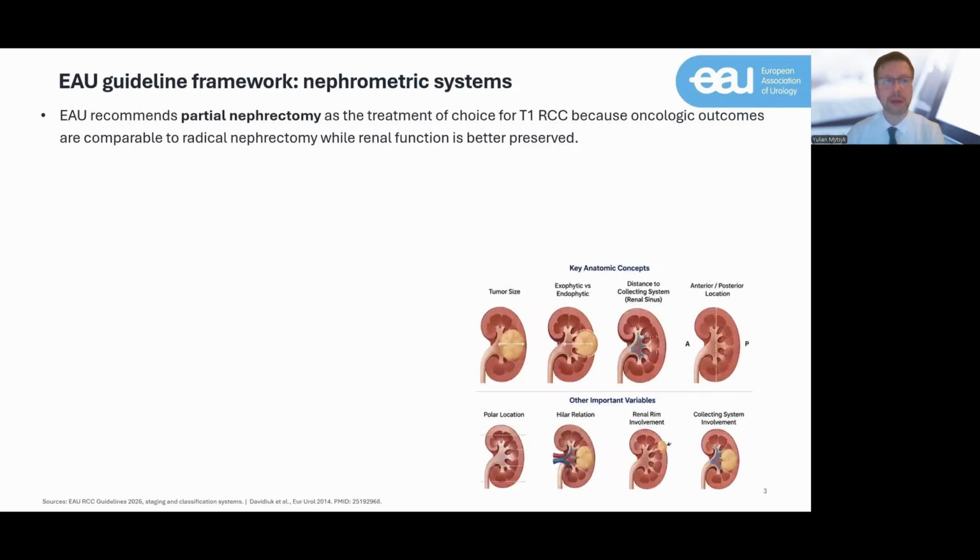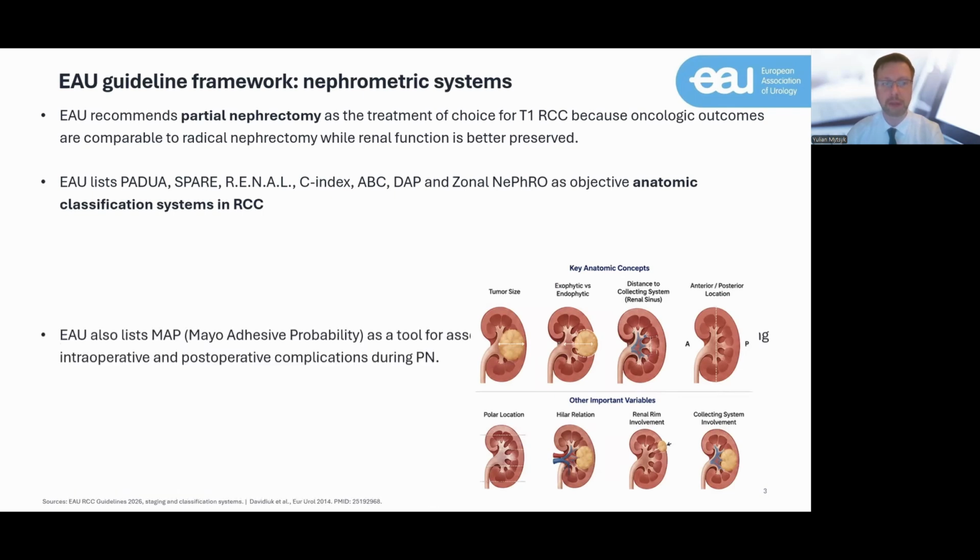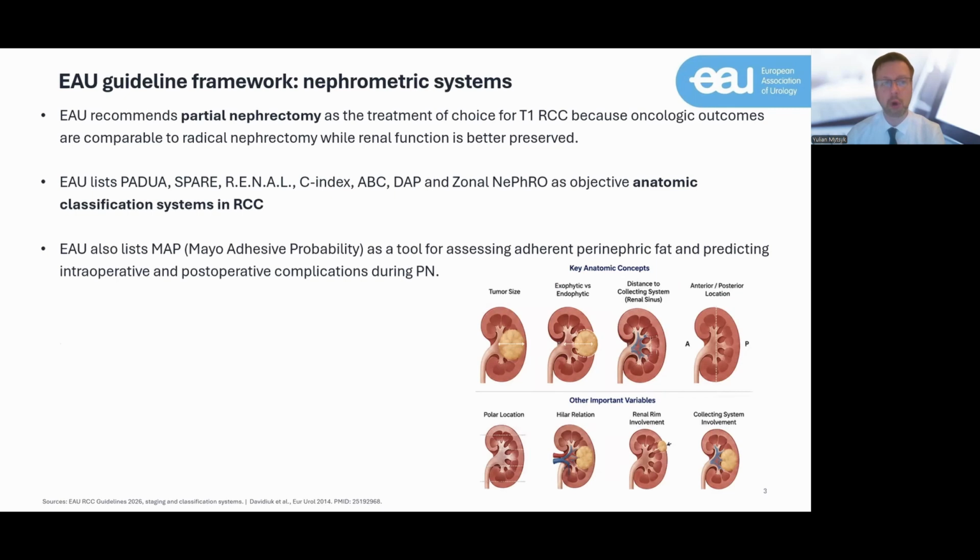According to the EAU guidelines, partial nephrectomy is recommended as the treatment of choice for T1 renal cell carcinoma because oncological outcomes are comparable to radical nephrectomy, while renal function is better preserved. EAU lists PADUA, SPARE, RENAL, C-index, ABC, DAP, and zonal NePhRO as objective anatomical classification systems in RCC. At the same time, the EAU also lists MAP as the tool for assessment of adherent perinephric fat and predicting intraoperative and postoperative complications during partial nephrectomy.